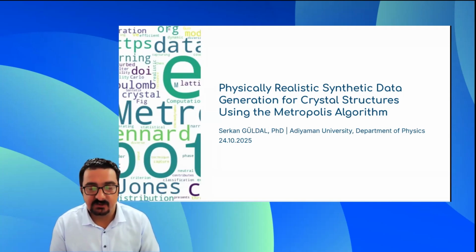Today I will be presenting on physically realistic synthetic data generation for crystal structure using the Metropolis algorithm. This technique is important for generating realistic simulated data, especially when experimental data is limited or costly. We will be using the Metropolis algorithm, a powerful statistical method, to create these synthetic crystal structures that closely resemble real-world materials. These datasets are valuable for testing, validation, and advancing our understanding of crystal behavior, particularly in machine learning applications. Let's begin.